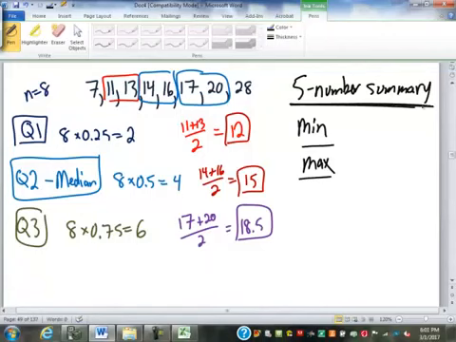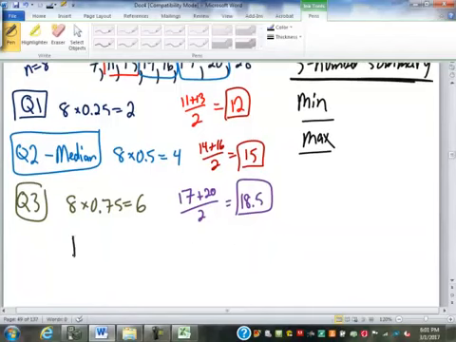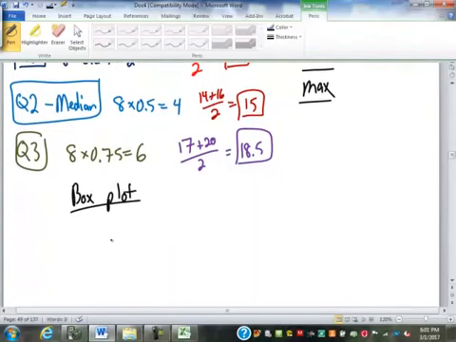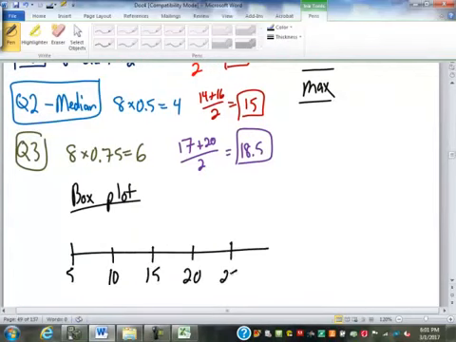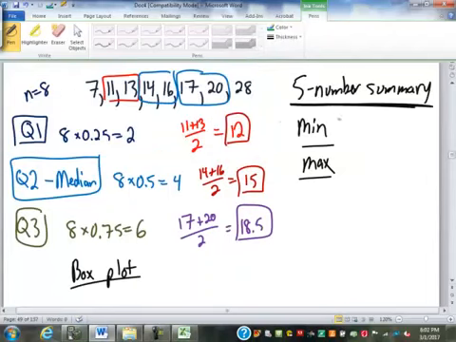What the 5-number summary is used for is something called the box plot. What a box plot does is I take a number line. So this goes from 7 to 28. So I'm going to go 5, 10, 15, 20, 25, 30. My minimum, what's my smallest number here? 7. And my maximum is the 28.